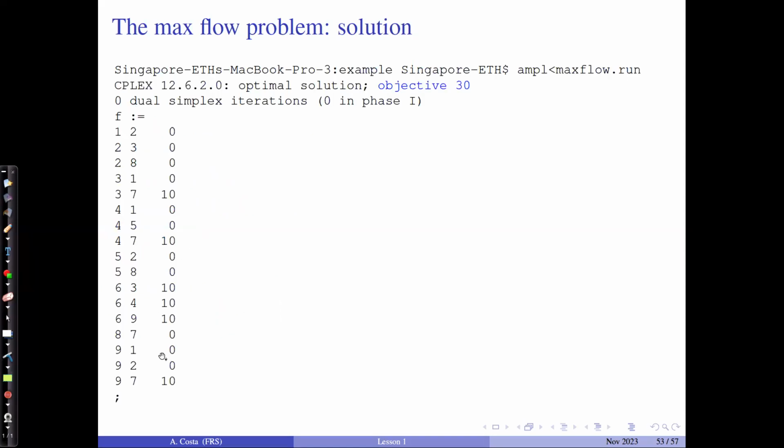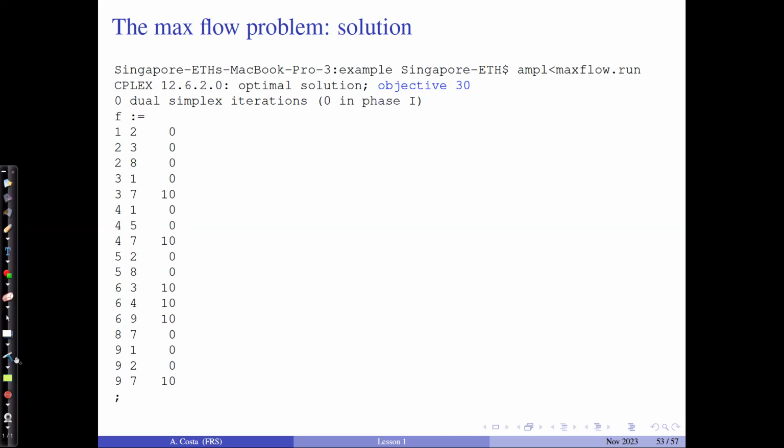What is the output? This is the output that we get. Cplex says optimal solution, objective 30. So the max flow that we can send is 30 units. And it's also telling us where the flow appears. So it is in these arcs. All the others, we are sending 0 units, and we are sending 10 in these.